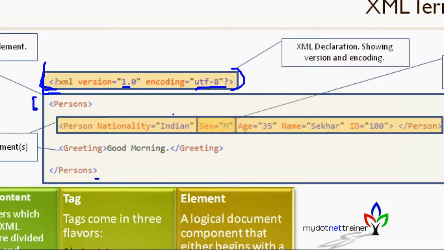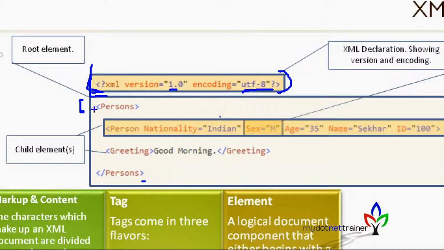And of course, we are talking about the elements. In this case, the root element will have only one root element. You cannot have more than one. And the child elements within the root element, you can have any number of child elements.